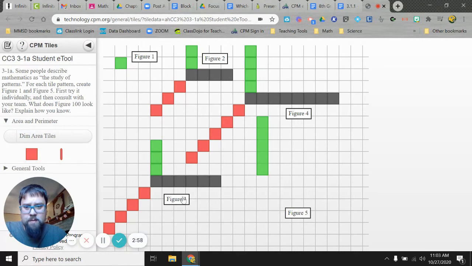Let's see if that works here. 3 times 2 is 6. Okay, it works there. Figure 4 has 1, 2, 3, 4, 5, 6, 7, 8. 8 black tiles. 4 times 2 is 8. Okay, so it appears that I found the pattern for that black portion. It seems that whatever the figure number is, you just double it. So in figure 1, 1 times 2 would be 2.